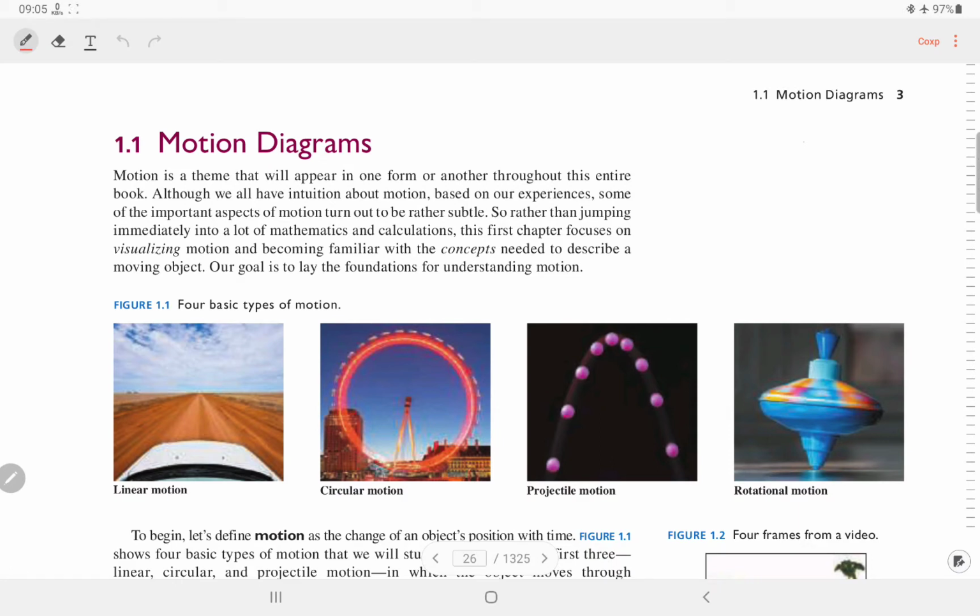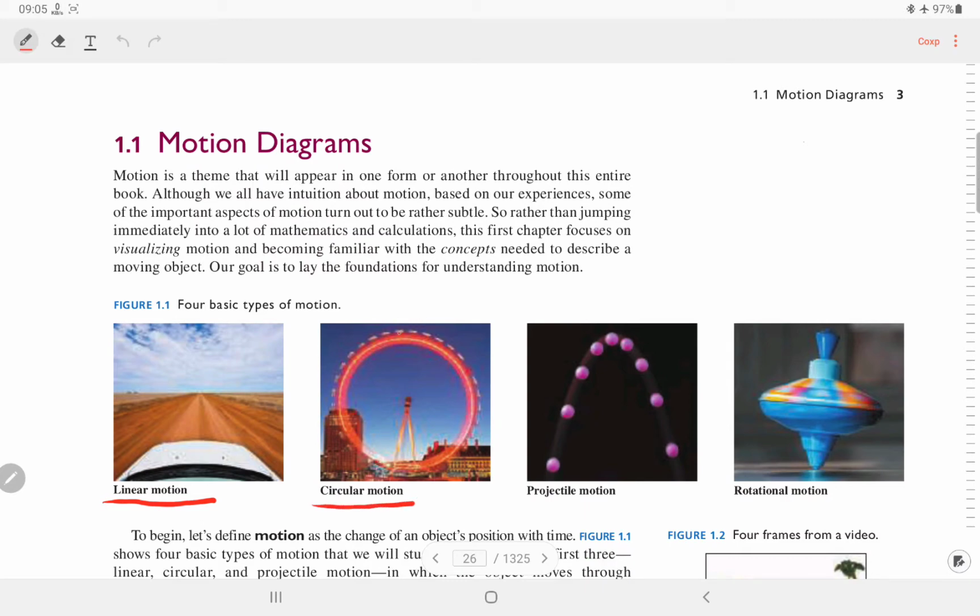First one, as you see in this picture, linear motion. Linear motion means this is a motion only in one direction. You don't change your direction. If you move straight in one direction, we call this kind of motion linear motion. Linear means straight.